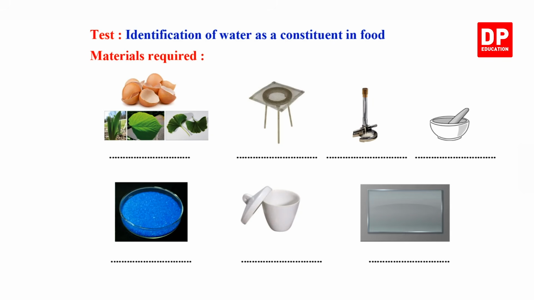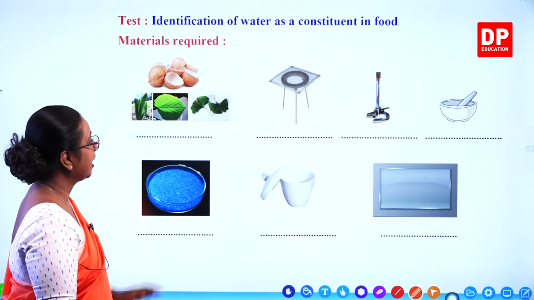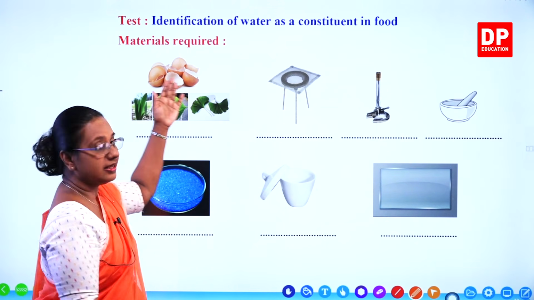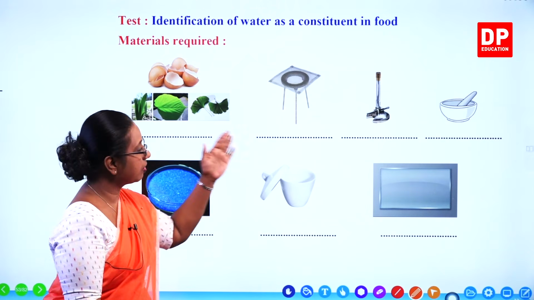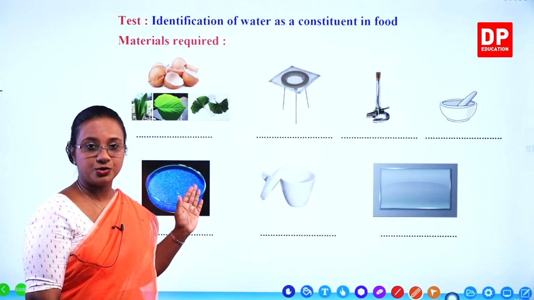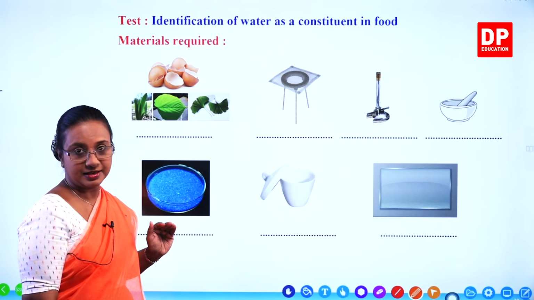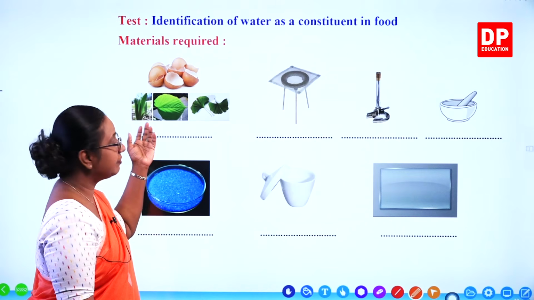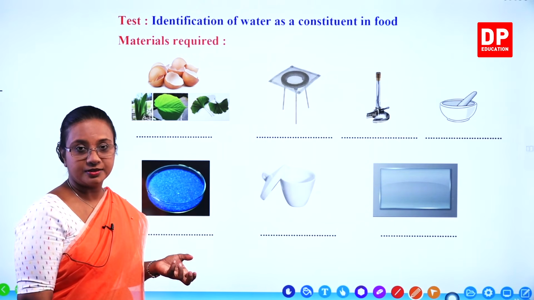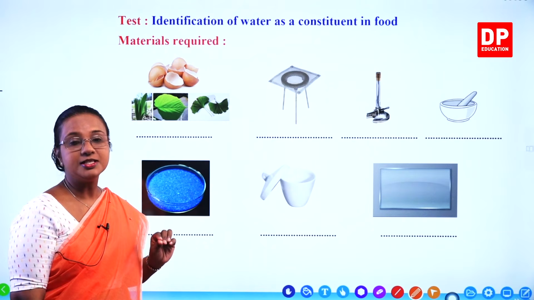The first test, identification of water as a constituent in food. And these are the materials required. I will explain the process along with the materials that are shown here. We will need an organic material, that is a plant part or an eggshell which contains water. We will be using one of these substances for our test.